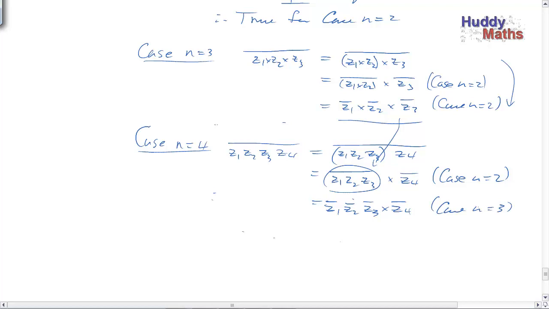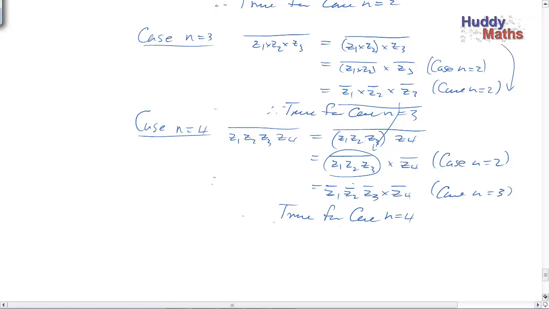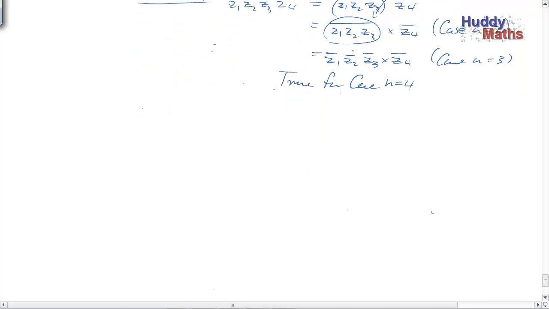Okay, so we've done two inductive steps there. Therefore, true for case n equals 3. And down here, I like to put true for case n equals 4. And to establish the pattern, I believe you should do one more now. So let's have a look. Come down a bit. Okay, so case n equals 5. So do a couple of inductive steps here.